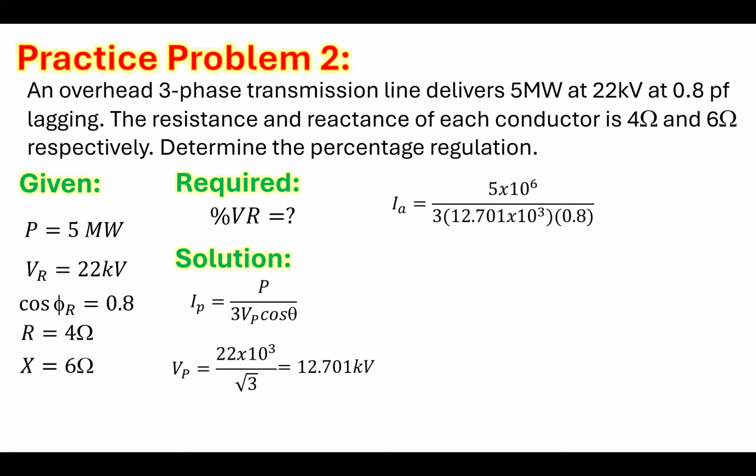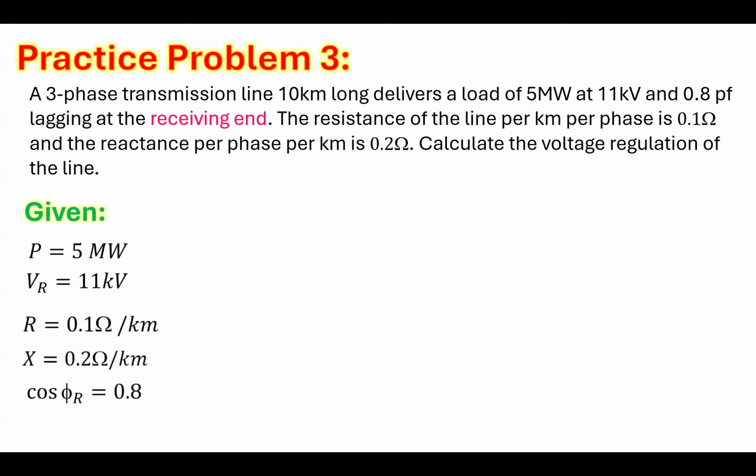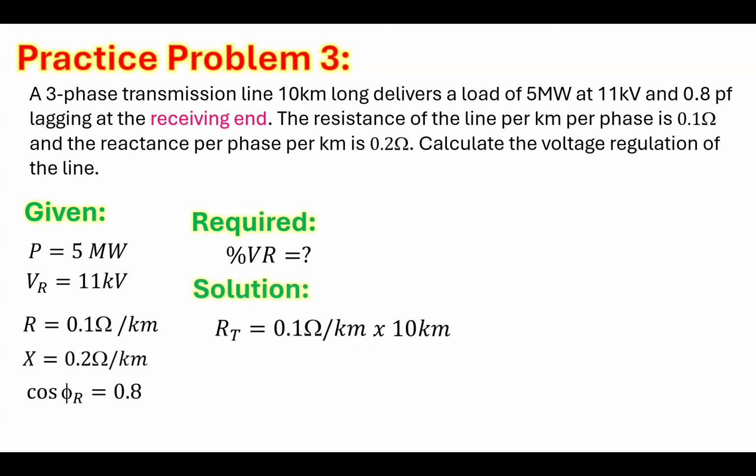So let's have practice problem number 3. A three-phase transmission line, 10 kilometers long, delivers a load of 5 megawatts at 11 kilovolts and 0.8 power factor lagging at the receiving end. The resistance of the line per kilometer per phase is 0.1 ohms, and the reactance per phase per kilometer is 0.2 ohms. Calculate the voltage regulation of the line. So again, we will write all the given first. Then we are required to calculate the voltage regulation of the line.